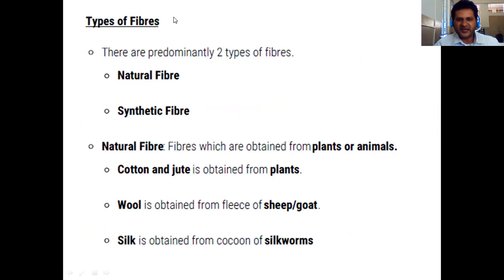So there are different types of fiber. One is natural fiber, another one is synthetic fiber. What is natural fiber? Natural fibers are available naturally, obtained either from plants or animals. Synthetic means you synthesize artificially in an industry. Those are called synthetic fibers. Examples of natural fibers are cotton, jute, wool, silk, etc. Cotton and jute are obtained from plants. Wool is obtained from sheep. Silk is obtained from silkworm.